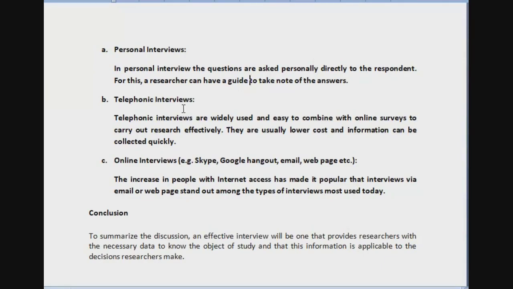Right. Next one is telephonic interviews. Telephonic interviews are widely used and easy to combine with online to carry out research activity. They are usually very low in terms of cost and information can be collected very quickly.